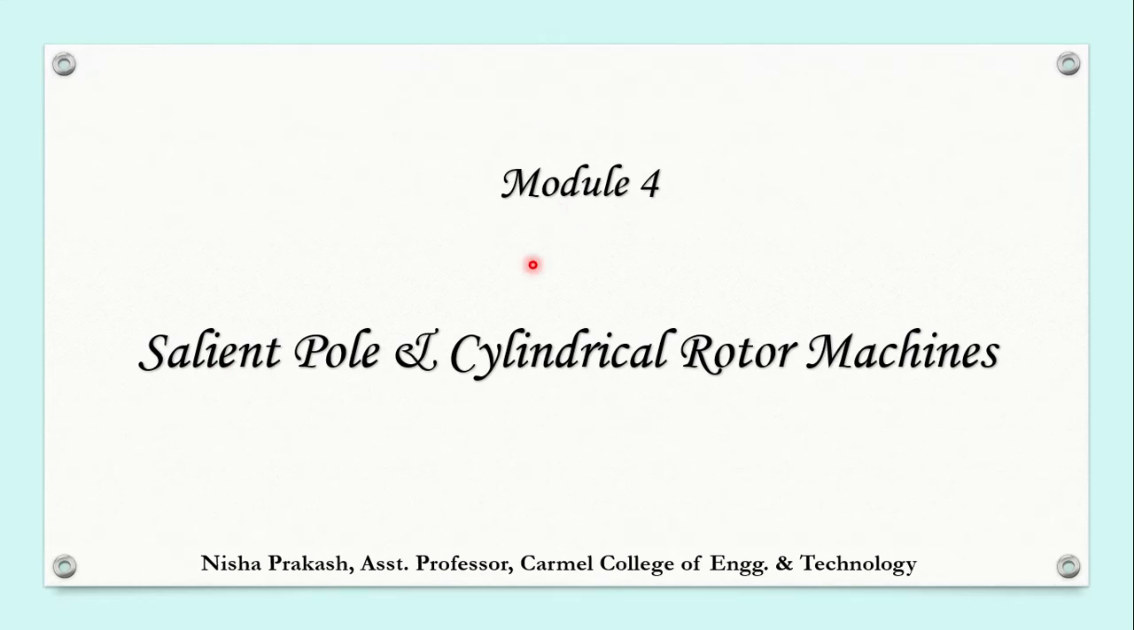In module 4, we have to study the design of synchronous machines. So basically there are two types of synchronous machine rotors. They are salient pole and cylindrical rotor type. In this lecture, we'll be having a look at the basic constructional features of a salient pole and cylindrical rotor, as well as a comparison between salient pole and cylindrical rotor construction.